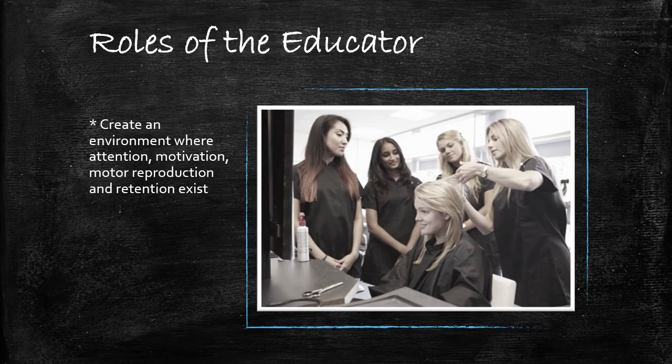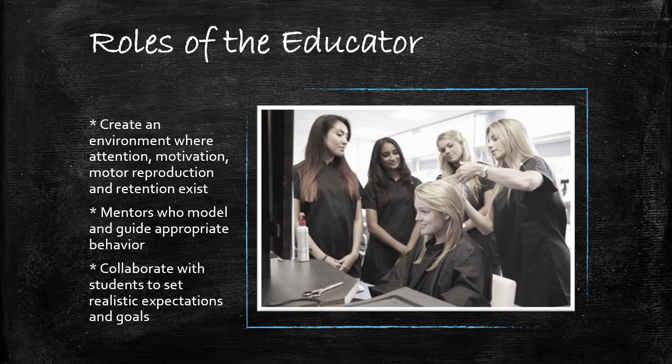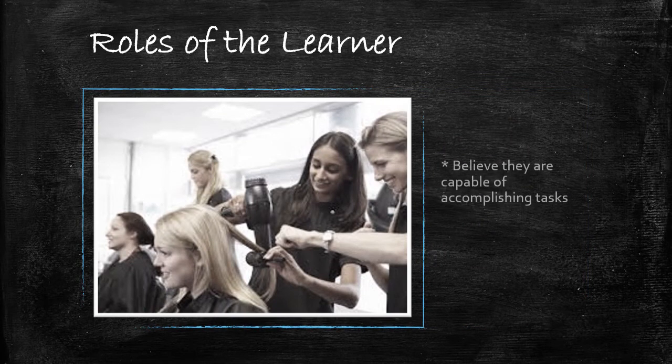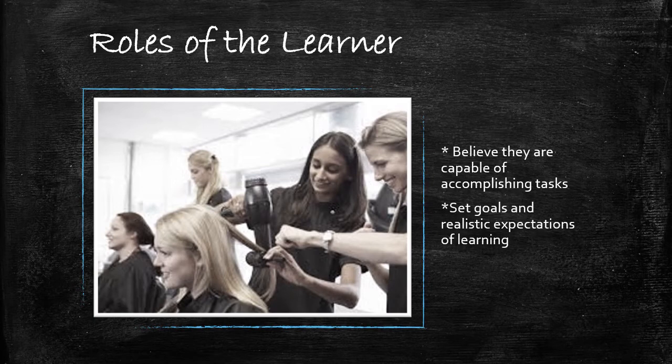When we take a look at the roles of this theory, we see that the educator needs to create a positive environment. They also need to help guide appropriate behaviors, as well as help students to set realistic expectations and goals. With the student, they need to believe that they are capable of accomplishing tasks. They also need to set their goals and expectations of learning, and they also need to closely observe modeled behaviors and learn from them.